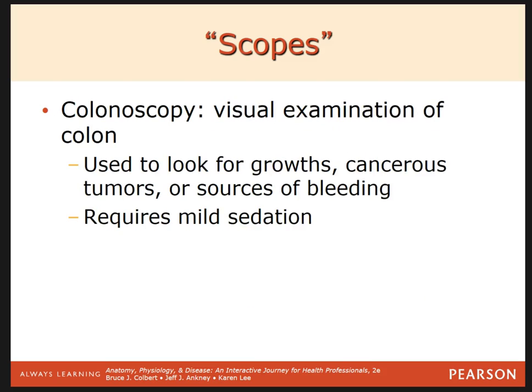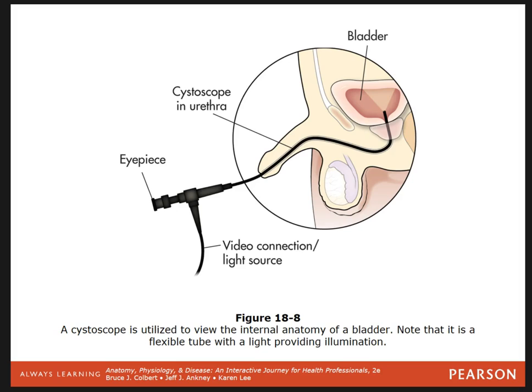A colonoscopy is a visual examination of the colon. It's used to determine if there are growths or tumors, or if there's bleeding, where the source of that bleeding is located, and that will generally use a mild sedative to make the patient more comfortable. Here we have a cystoscope, which is illustrating looking into the bladder. So that would go through the urethra.